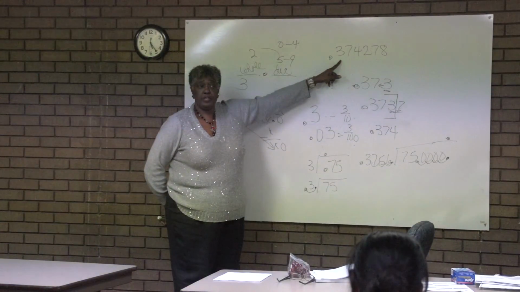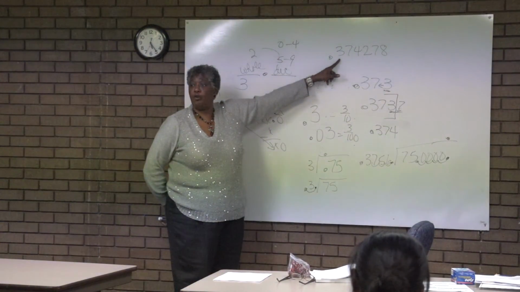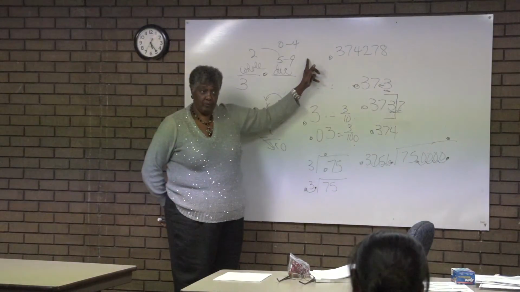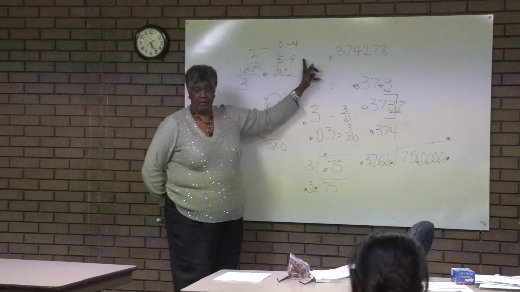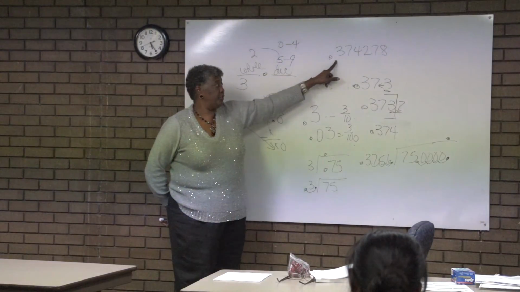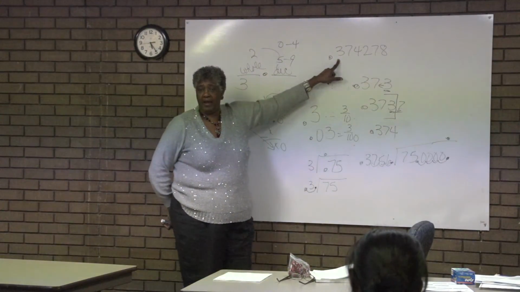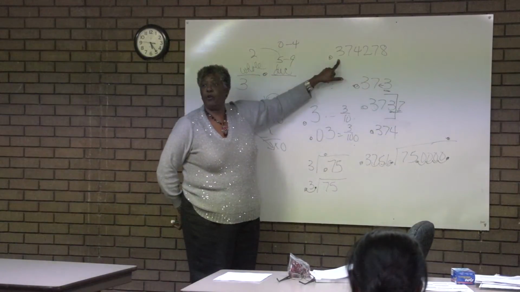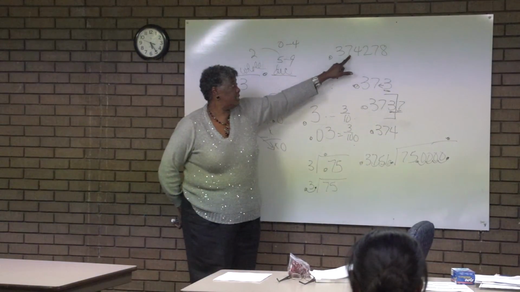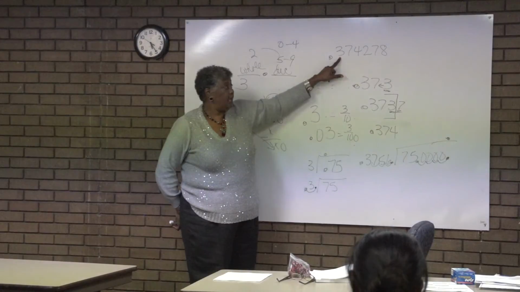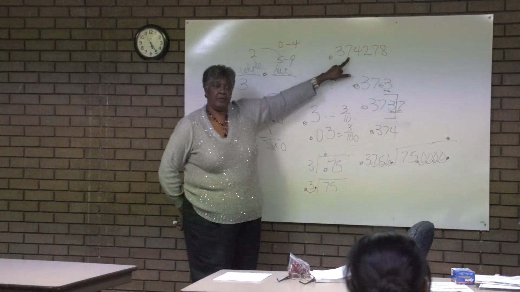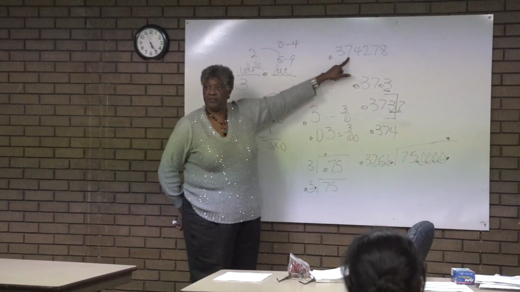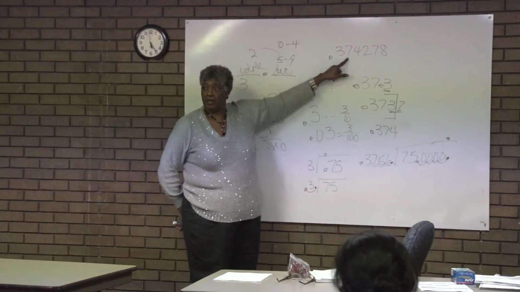That's a 3. So if they ask me to round this off to the nearest whole number, it will be 0. I don't have enough to make $1. If they ask me to round this to the nearest tenth, what would my answer be? 4/10. Because this 7 would make this go up. If they ask me to round it off to the nearest hundredth, what would my answer be? 37/100. Because the 4 would not make it go up.